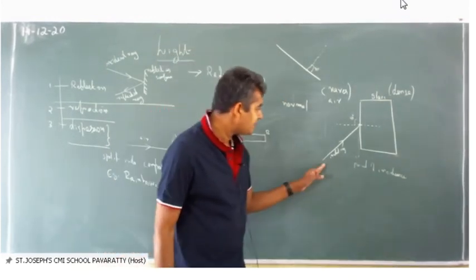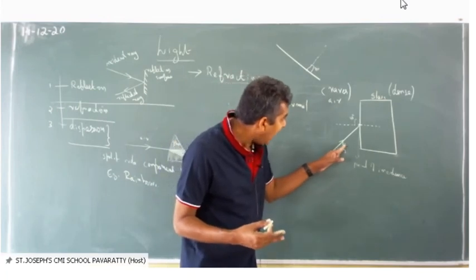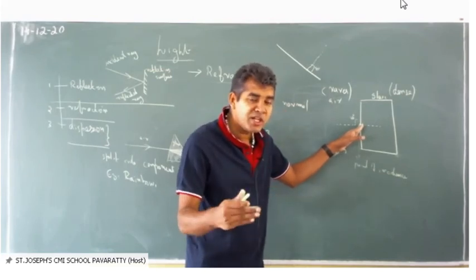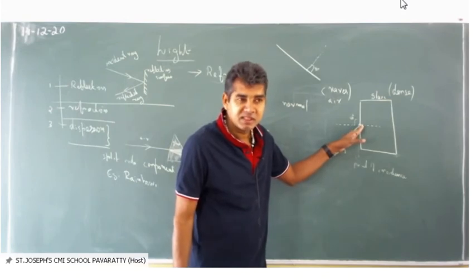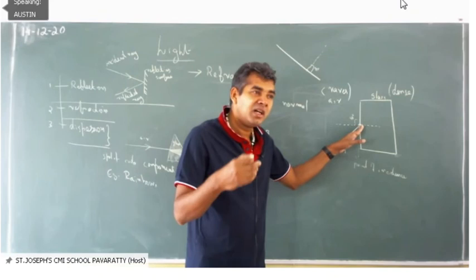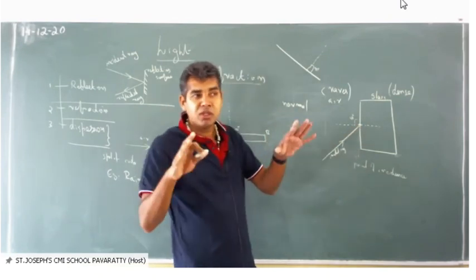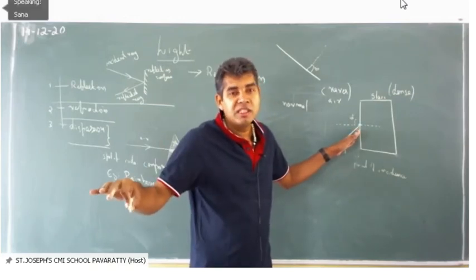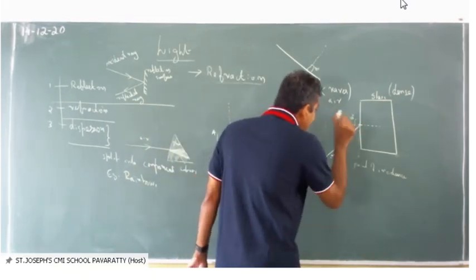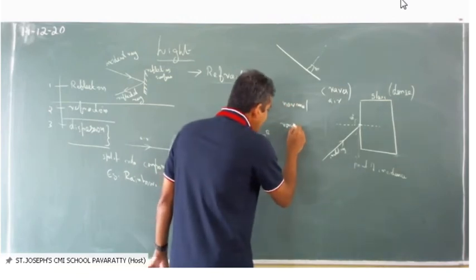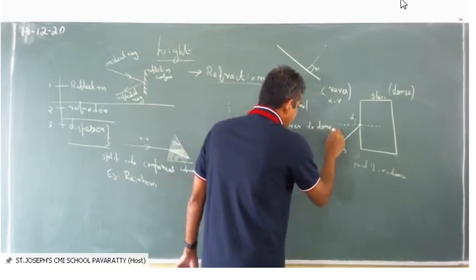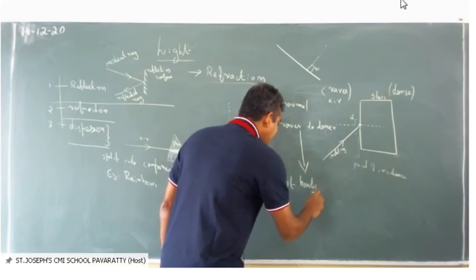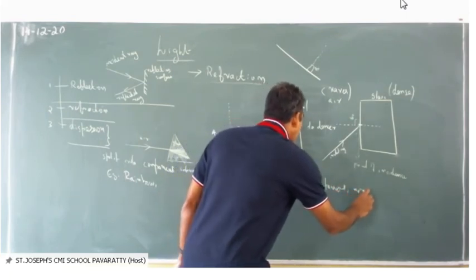Okay, fine. Now see, the incident light ray falls here. Now it is moving from which medium to which medium? Air to glass. In terms of medium, rarer to denser. So if a light ray moves from rarer to denser, it bends towards the normal. That's the rule.